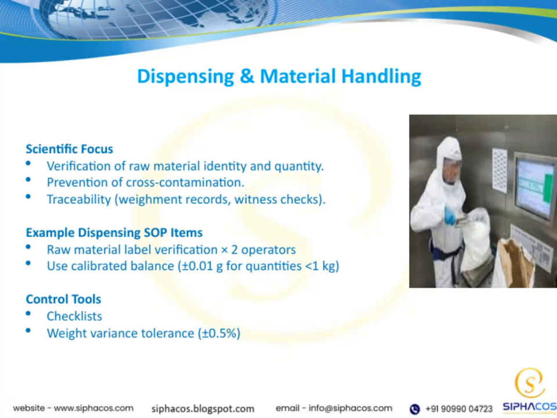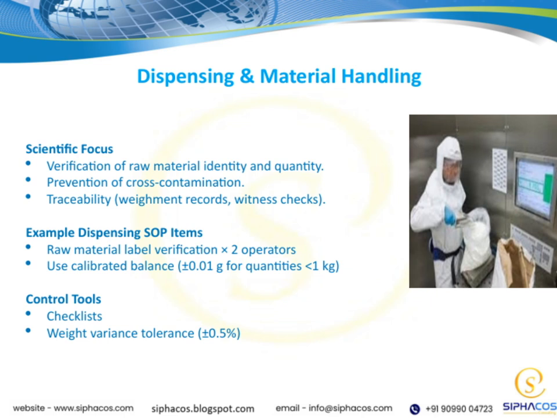Now, let's take a closer look at dispensing and material handling, which is a critical part of our scientific focus. The main goal here is to ensure the raw materials are correctly identified and accurately measured. This helps us prevent any mix-ups or errors that could impact the final product. Another key point is preventing cross-contamination. We have strict procedures in place to make sure that different materials don't accidentally get mixed or contaminated, maintaining the integrity of our processes.